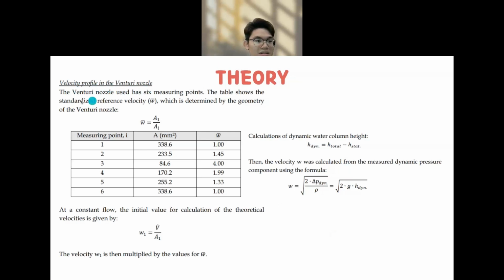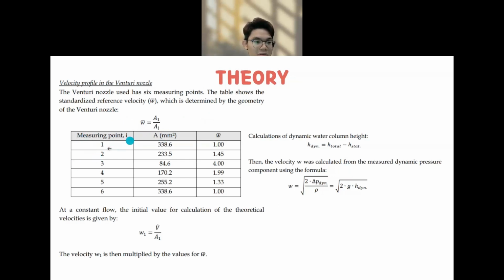Velocity profile in the Venturi nozzle. The Venturi nozzle has 6 measuring points. The table shows the standardized reference velocity, W, which is determined by the geometry of the Venturi nozzle. W equals A1 over Ai, where i is the measuring point.